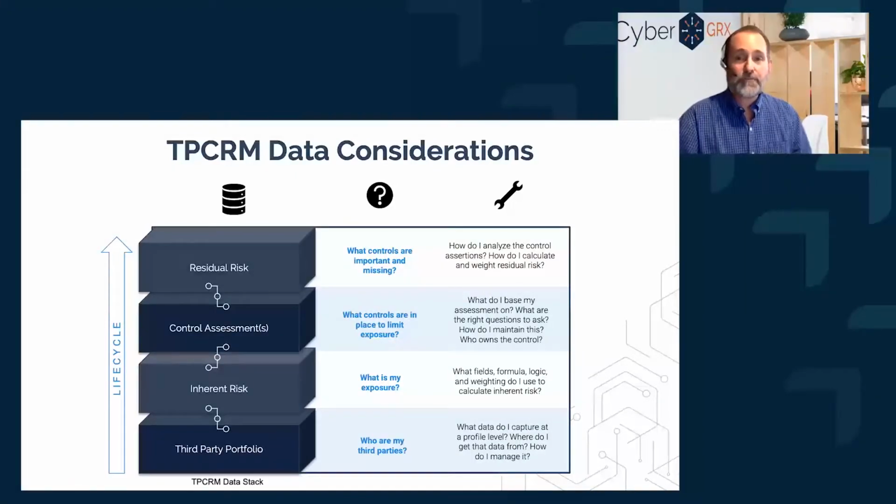The third-party risk management data stack should be thought of as a hierarchy. Each level can't be reached until the previous one has been met. So third-party portfolio management would have the greatest dissemination, but the lowest value of data. And we'll talk about this a little bit more in depth in just a moment. With the inherent risk, because of the industry or the services, these are the risks that could be applicable to your organization.